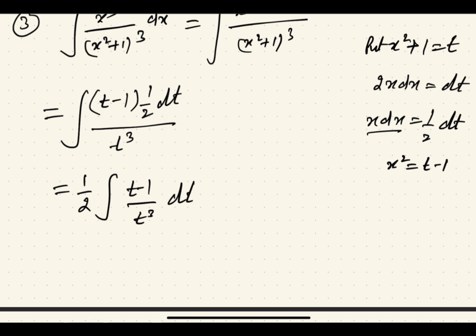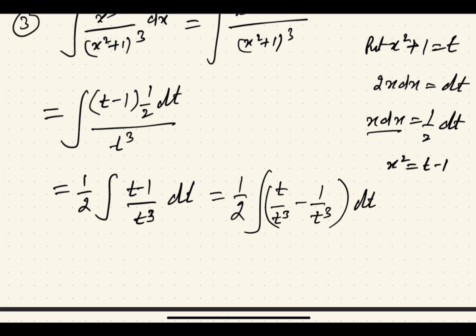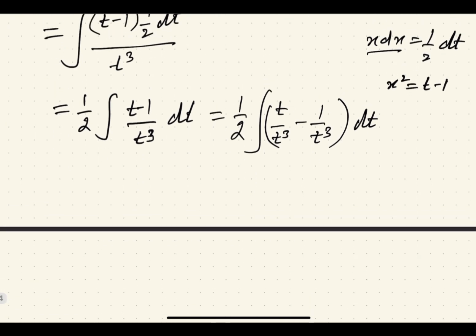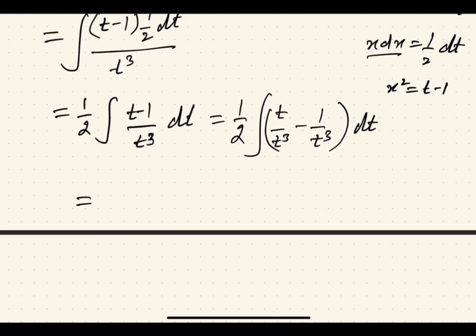I already mentioned that in a previous video. If you have one term in the denominator, then you will divide each term with this denominator term: t over t cube minus 1 over t cube, dt. Please, if you didn't watch that video, please watch that video. That will help you. Okay, after that you have to solve this question.